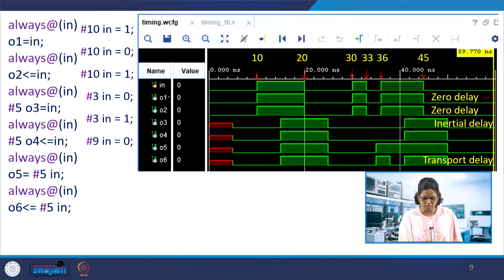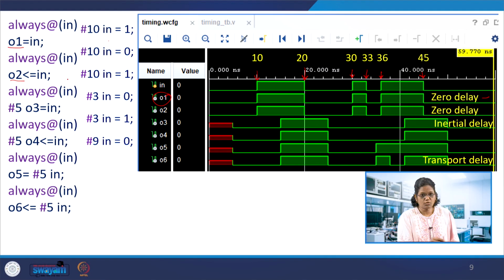This is O1, this case. And second, O2: it is non-blocking, still there is no delay, and there is no other non-blocking statement in this case. Even if there were, all those non-blocking statements would be executed and assigned at this current time step, and then at the end of the current time step these outputs would get whatever the input value was.